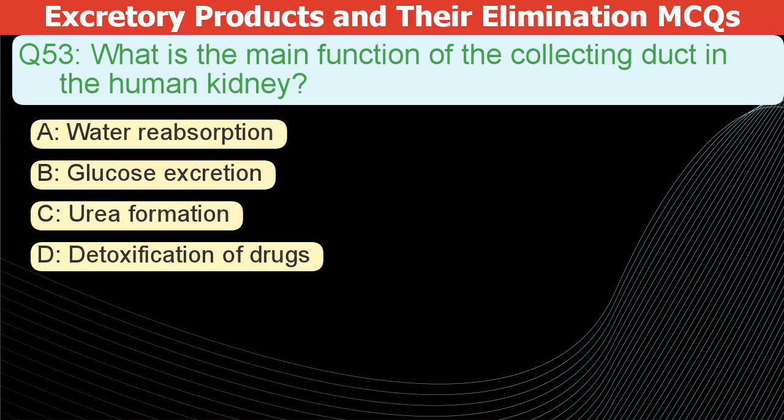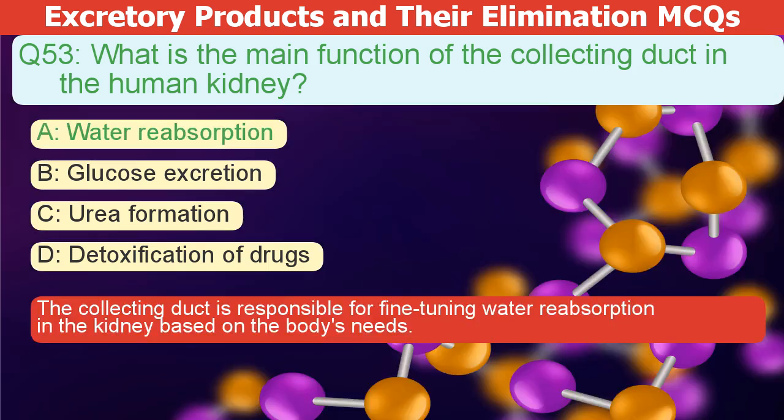What is the main function of the collecting duct in the human kidney? A. Water reabsorption. B. Glucose excretion. C. Urea formation. D. Detoxification of drugs. The correct answer is A. The collecting duct is responsible for fine-tuning water reabsorption in the kidney based on the body's needs.